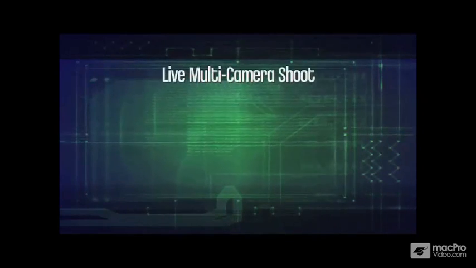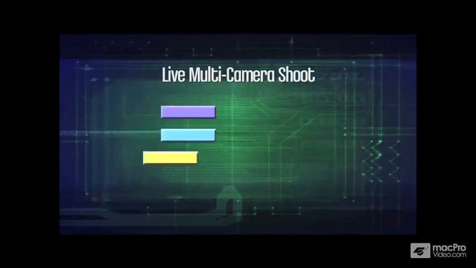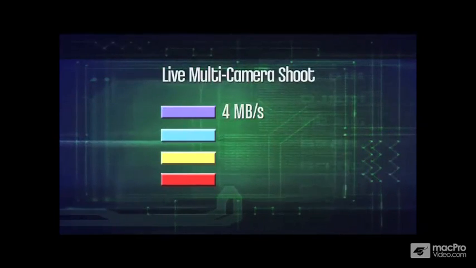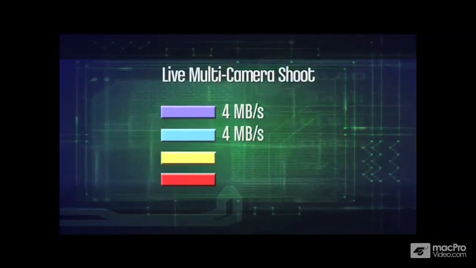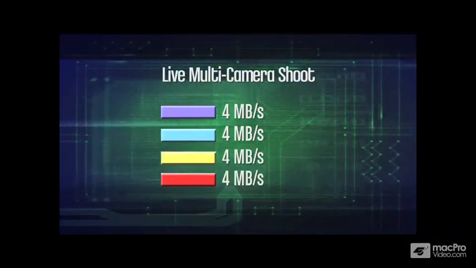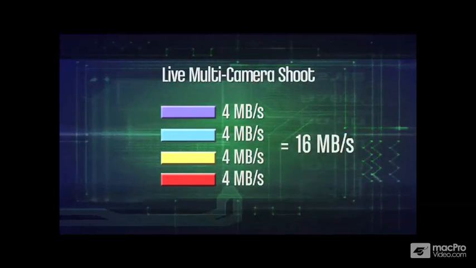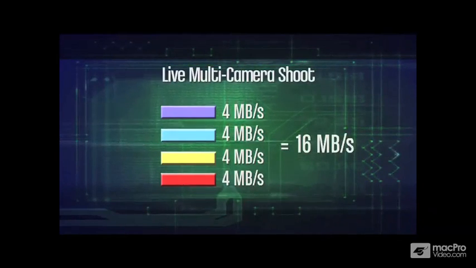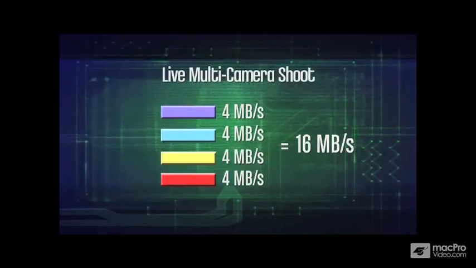If I'm doing a multi-camera shoot and I've got 4 DV shots, that's 4 megabytes for shot 1, 4 megabytes for shot 2, 4 megabytes for shot 3, 4 megabytes for shot 4, that's 16 megabytes a second, coming off my 20 megabyte, 25 megabyte a second FireWire 400 drive. 9 cameras, 9 times 4, 36 megabytes a second. I'm not going to be able to do that well enough off a FireWire 400 drive. It can't move the data fast enough. I got to get something faster.